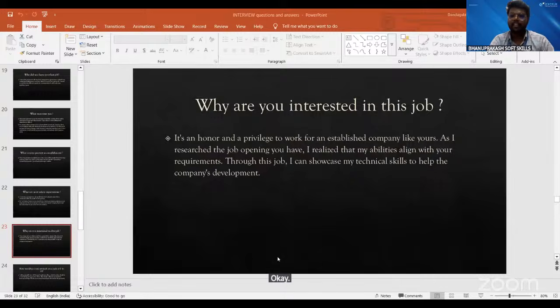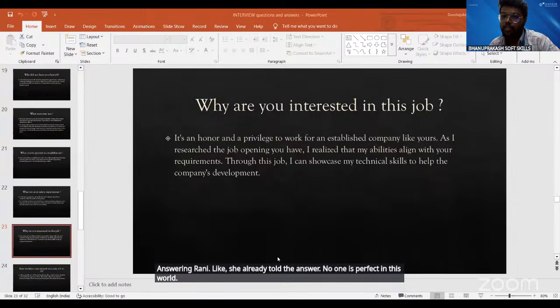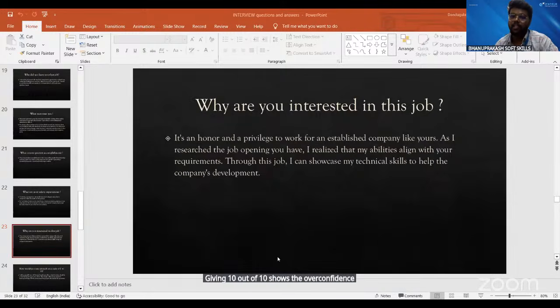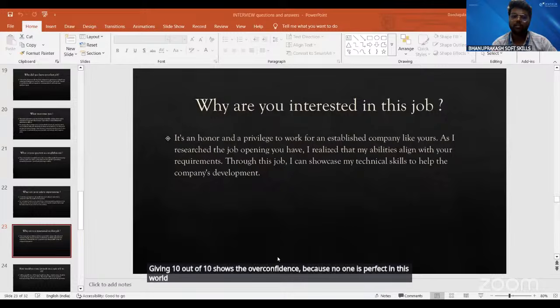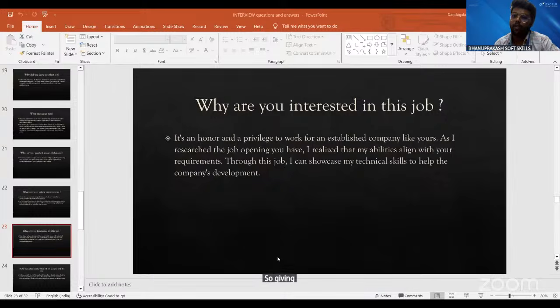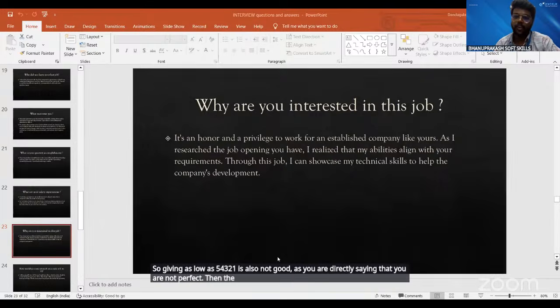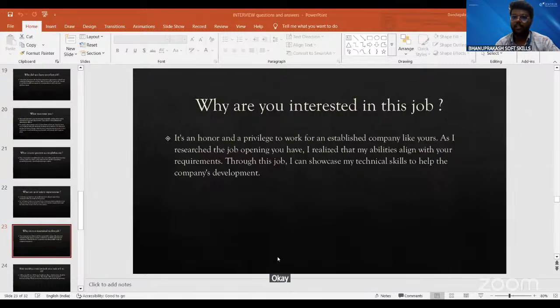Okay. That's an excellent way of answering, Rani. Like she already told the answer, no one is perfect in this world. Giving 10 out of 10 shows overconfidence, as no one is perfect in this world. So giving as low as 5, 4, 3, 2, 1 is also not good, as you are directly saying that you are not perfect. Then the ideal number that you can mention here is just 8 or 9. It should not be as low as 7, 6, 5. It is not as high as 10.